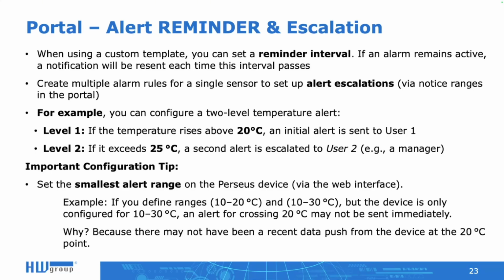This is because the other higher ranges are processed by the portal, and the Perseus device pushes data more frequently only when it is in alarm state. If the device alarm is set to the lowest threshold, the portal will receive frequent updates as soon as the first level is breached, allowing it to react to higher temperatures without delay.